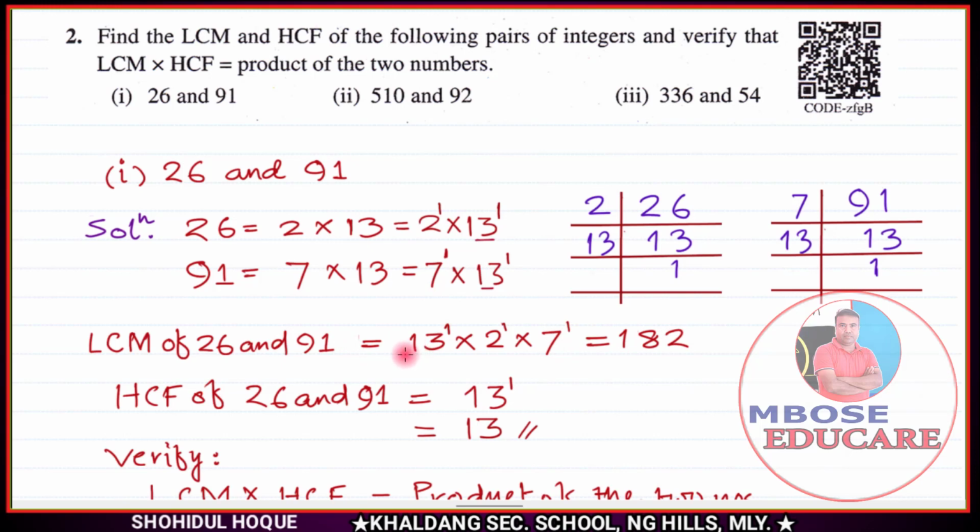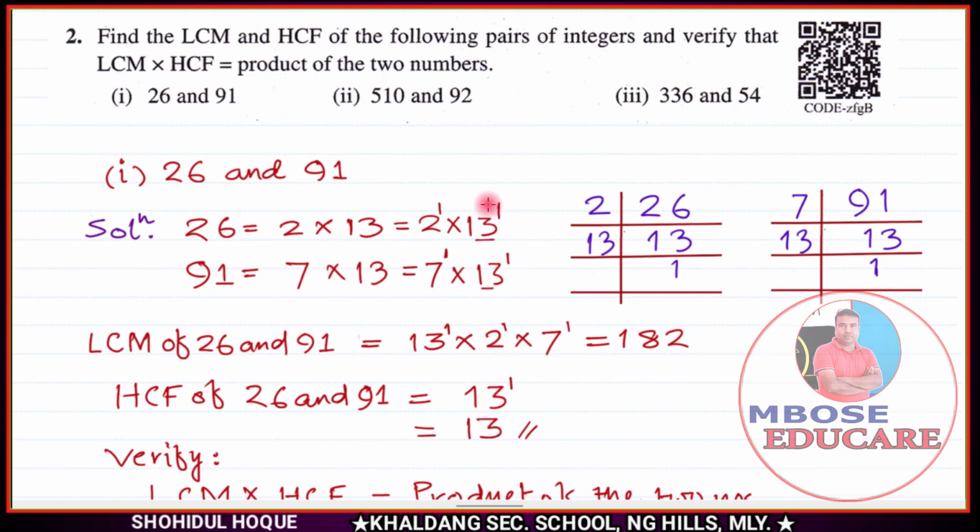Now we have to find the HCF of 26 and 91, and we can find the HCF from here only. How to find it? The HCF will be the factor which is common in both. As we know, 13 is common in both, here and here. So 13 will be the HCF. Therefore, the HCF of 26 and 91 is 13 to the power 1, that means equal to 13.